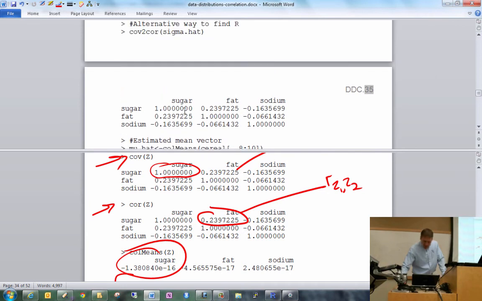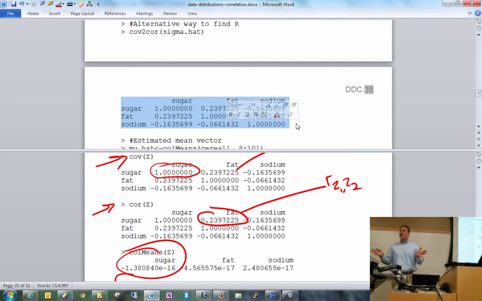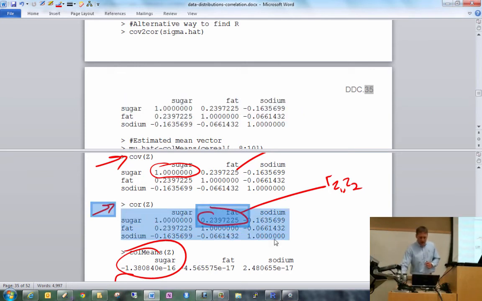There we go. So back on page 35, what we saw was the correlation matrix for the unstandardized data. And look at how that matches the correlation matrix for the standardized data. They're the same. Why does that happen? There's a few different ways you could answer that question.